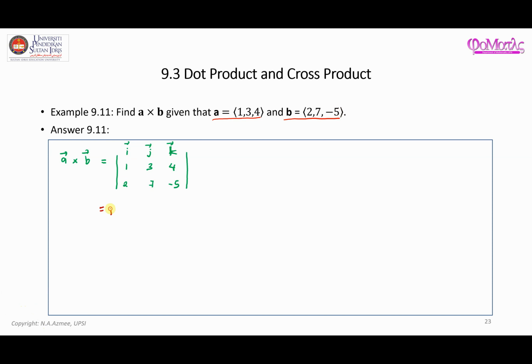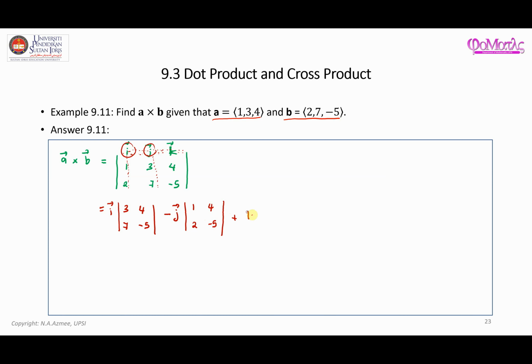So now if you consider vector I, we will cross out all the values that have to do with I, crossing out the lines that have to do with I, so you will be left with 3, 4, 7, negative 5. Next, when you consider J, don't forget to have the negative sign. So when you consider J, you will cross out this middle line here and the top part. So you will have 1, 4, 2, negative 5 to be considered further.